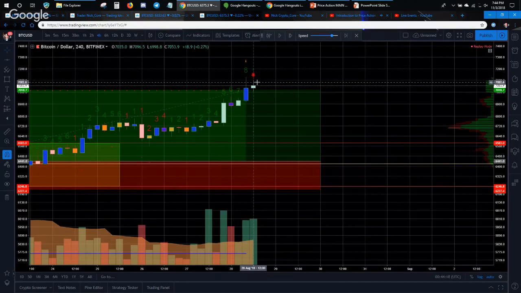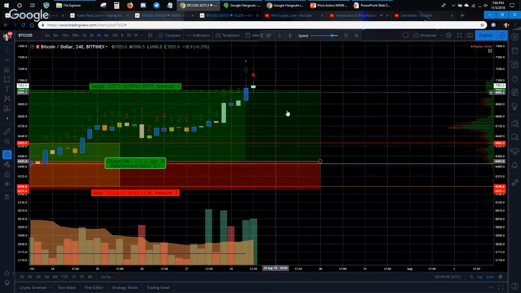The TD indicator is not a part of price action trading. Even though technically it's not lagging, it is still not a part of it. But I thought it was interesting there that we had a perfect 9.